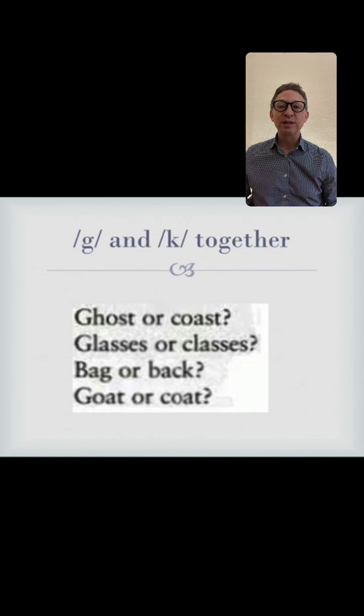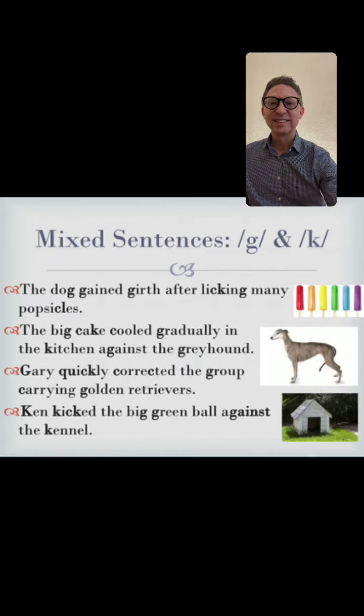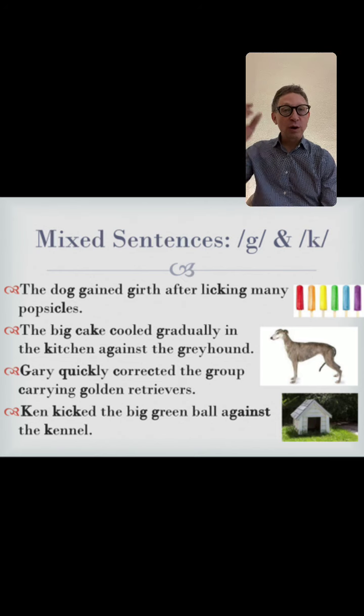Goat, coat. All right, goat and coat. A goat is an animal, oftentimes with these two horns. You have goat milk and goat cheese.